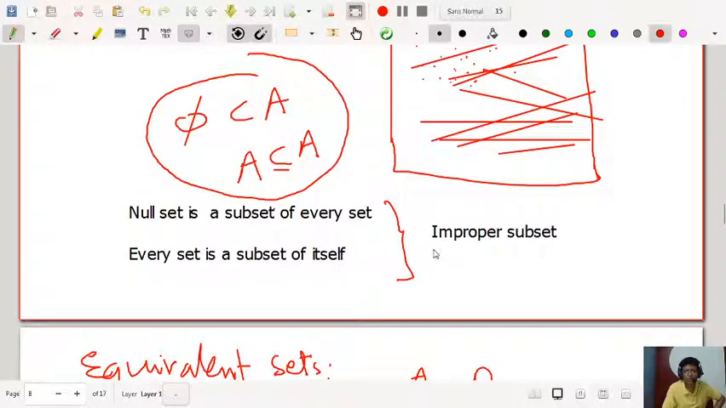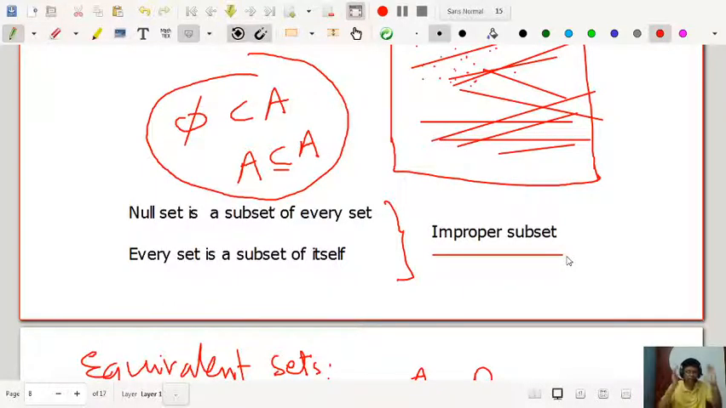So this is your improper subset. And all other subsets are called proper subsets. You have only two improper subsets: phi and the set itself.